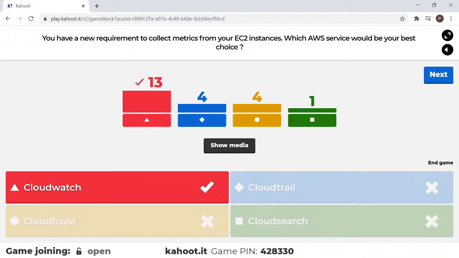Yes, as most of you got it right, CloudWatch is the right answer. If you want to collect metrics like the CPU usage or memory, it is CloudWatch that's used. Moving on to the next question.